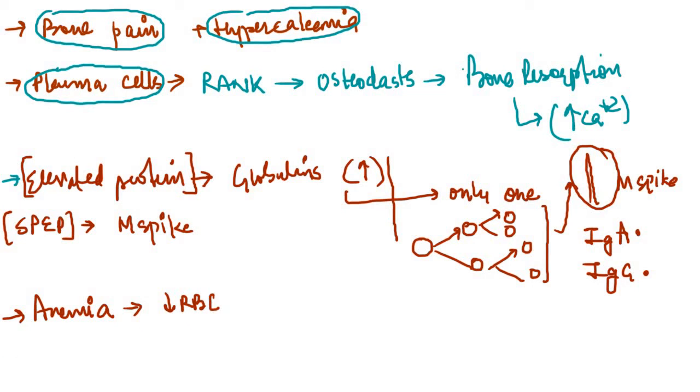Also in case of multiple myeloma, there is increased risk of infection. Now you might be thinking why is there increased risk of infection when the antibodies are produced in such a large amount? This is because these antibodies are lacking the diversity. That means these antibodies are of only one type, and therefore they can react to only one type of pathogen or microorganism. Since we are lacking the antibody diversity, therefore there will be increased risk of infections in case of multiple myeloma.